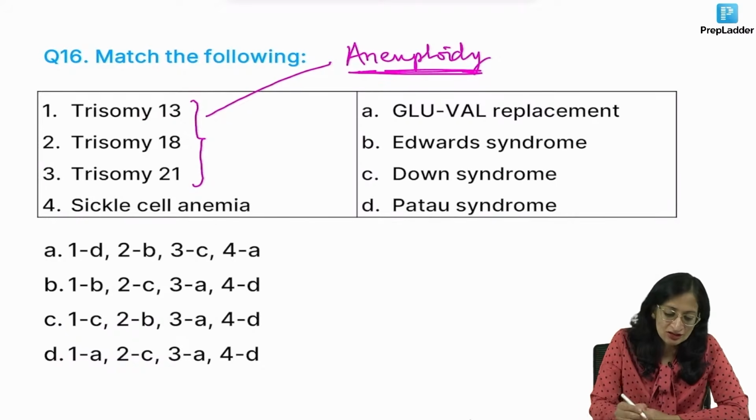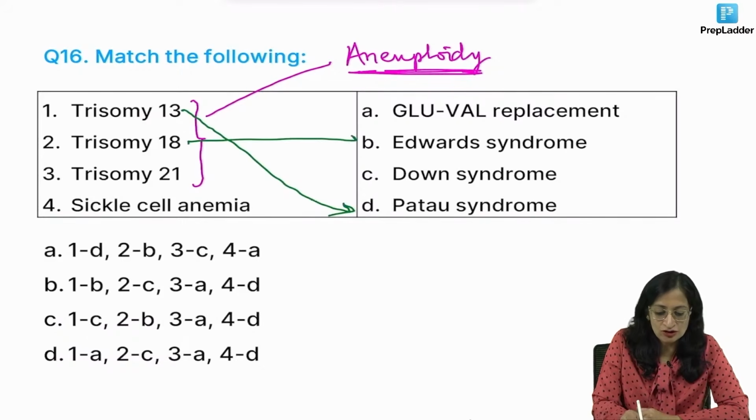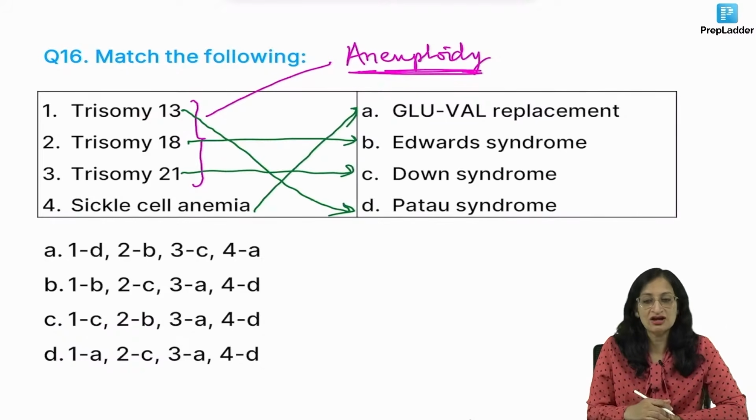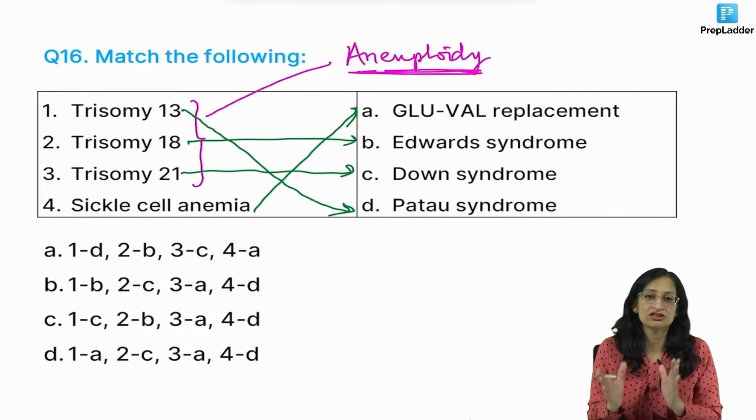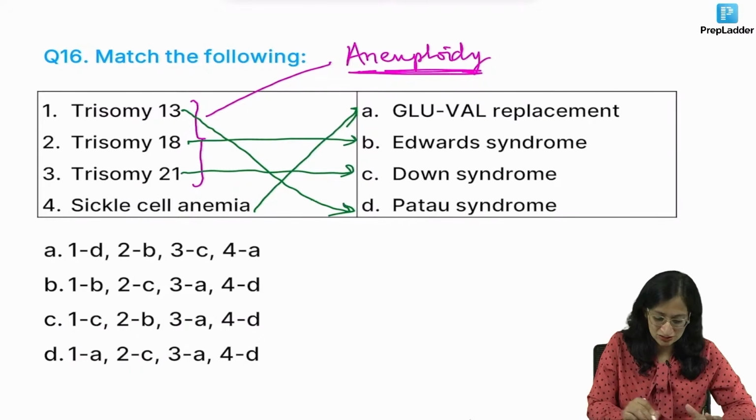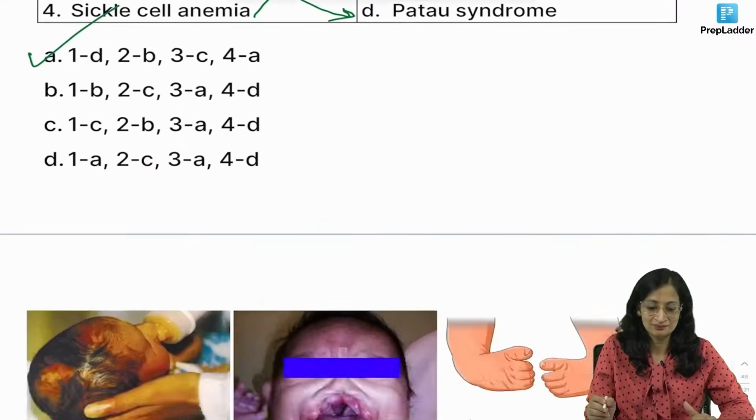Clear? Okay. Now, trisomy 13 we know is what? It is Patau syndrome. So, 1 with D. Trisomy 18, E for E, we know it is Edwards syndrome. Trisomy 21 is Down syndrome and sickle cell anemia is glutamic acid to valine replacement in the 6th position of the beta globin chain. So, our best answer is 1 with D, 2 with B, 3 with C and 4 with A. So, option A is the best answer here, right?